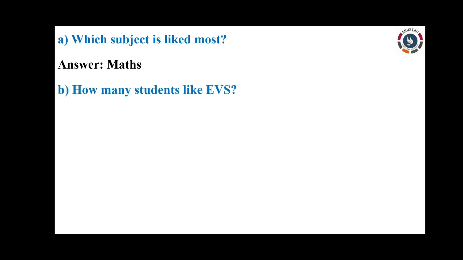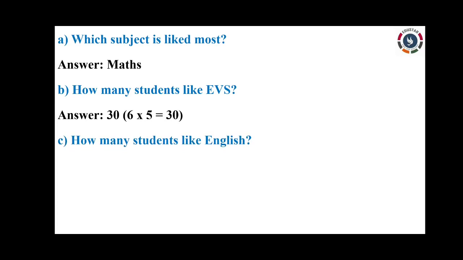Second question. How many students like EVS? In EVS, how many book pictures are there? Yes, 6 book pictures are there. One book picture is equal to 5 students. Then 6 5s are 30. So 30 students like EVS.